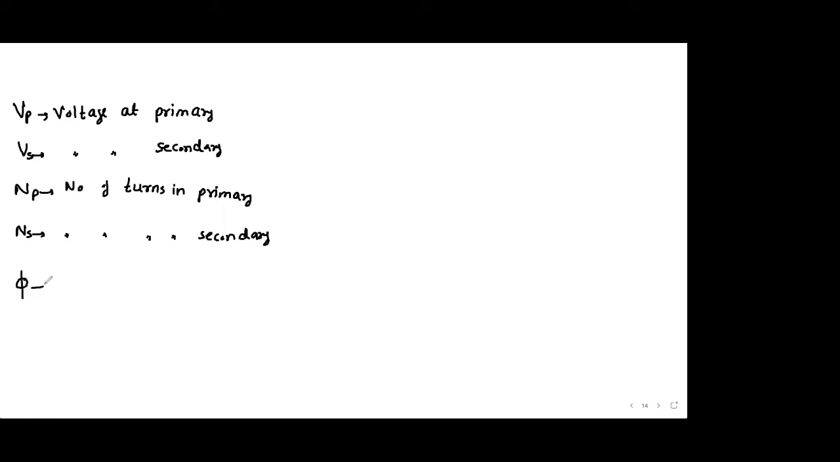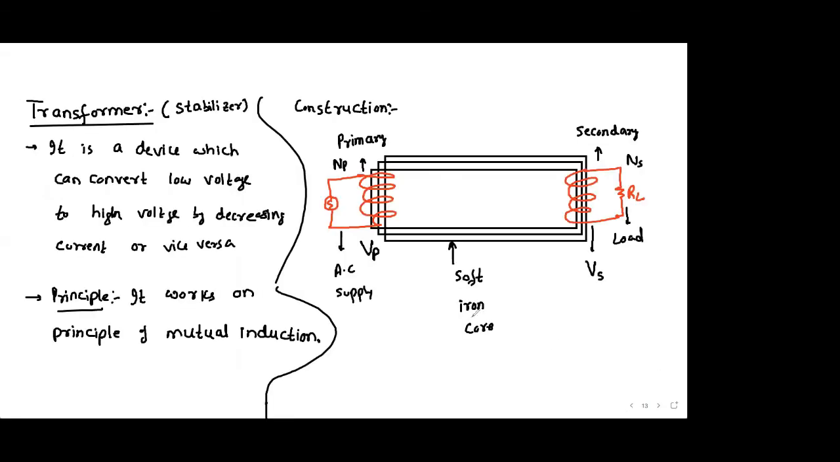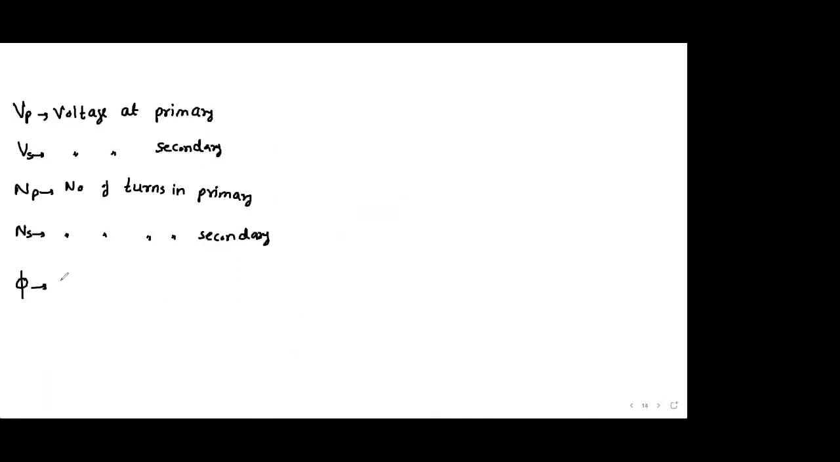Then there is phi. With each turn of primary, the flux linked is phi. So phi here is flux linked with each turn of primary. With each turn of primary, the flux which is linked here is phi.